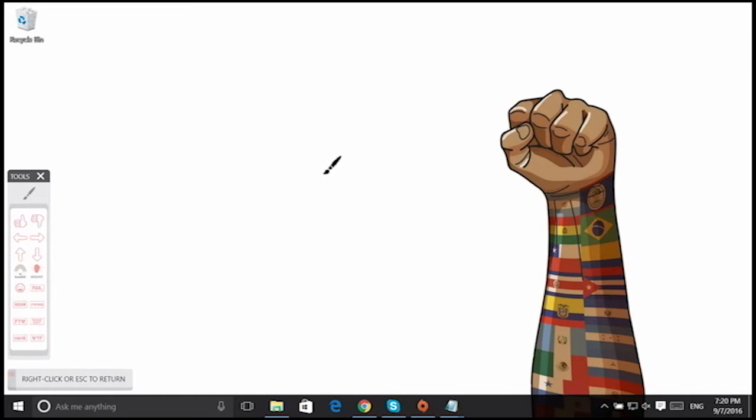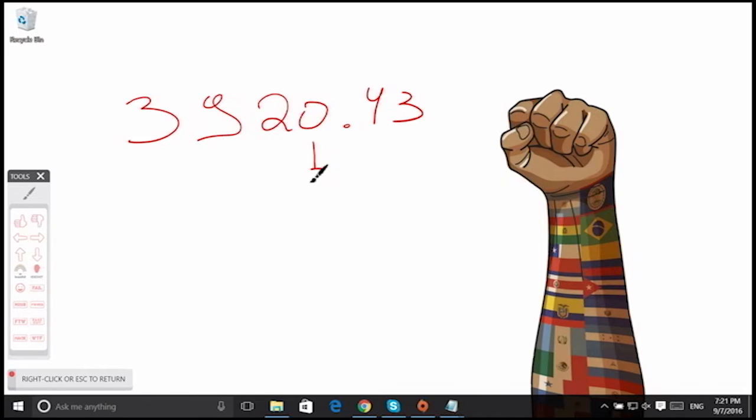Now we can apply the same principle for decimal numbers. For example, let's take 3920.43. How can we figure out the weight of each digit in this decimal number? Let's start from what we already know. 0 will take the weight of 0. 2 will take the weight of 1. 9 will take 2. 3 will take 3.